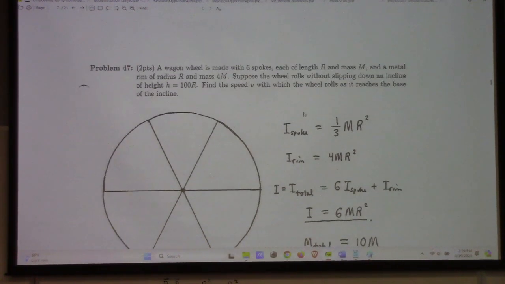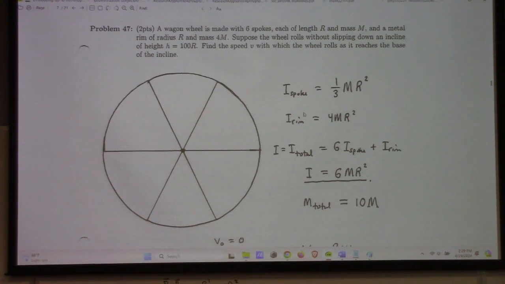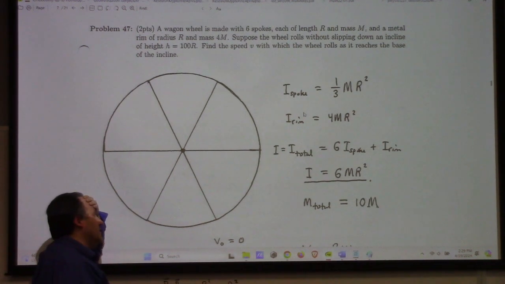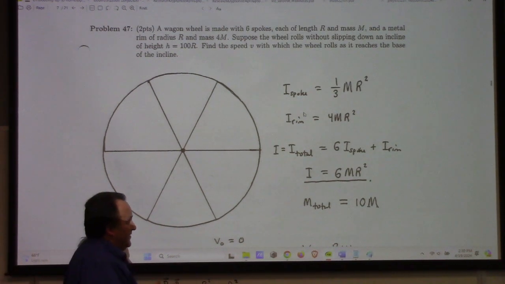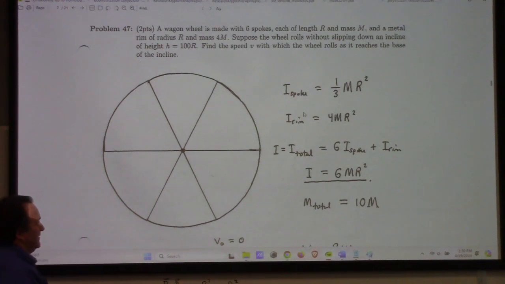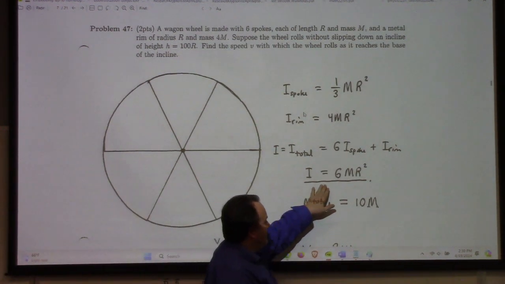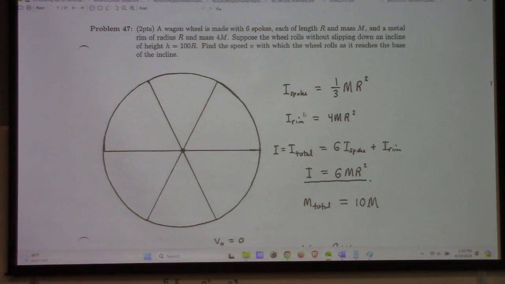Let's see here. And up next, the wagon wheel problem, I think is fun. So there's 6 spokes. Each spoke has 1/3 mr squared because it's rotating about its end. The moment of inertia for the rim is 4 mr squared, because I told you the mass of the rim was 4m. So the total moment of inertia for the wheel altogether is 6 mr squared, and the total mass is 10 times m, right?